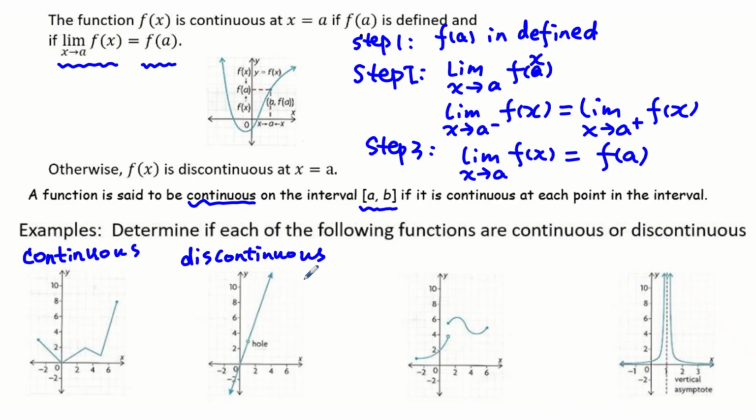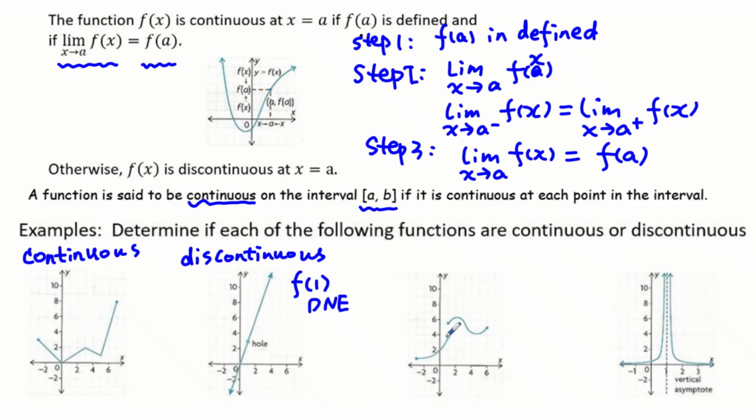And how can you say it? You could say that at the hole, f at 1 doesn't exist. So there's no function value at x equals 1. As long as a function is undefined, then it is not continuous.